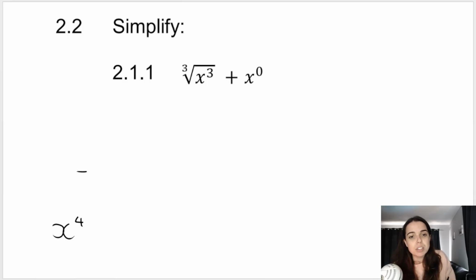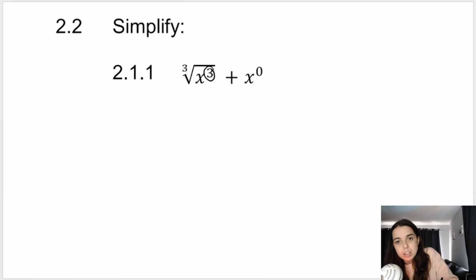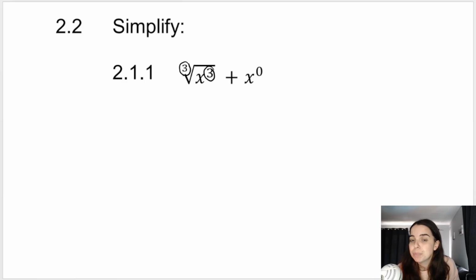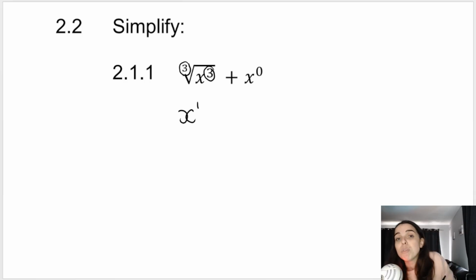In the case of this exam question on the screen, it's this number divided by this number. Now, what is 3 divided by 3? Yes, 3 divided by 3 is 1, so we've got x to the power of 1. And no, you don't need to write the power of 1 there, you can just say x. Plus x to the power of 0.